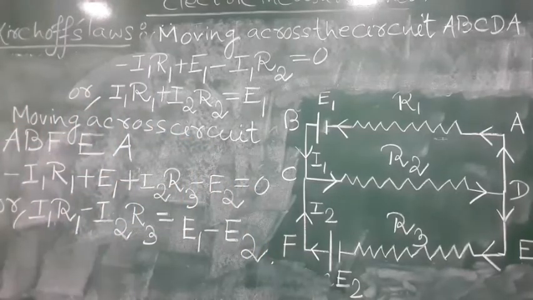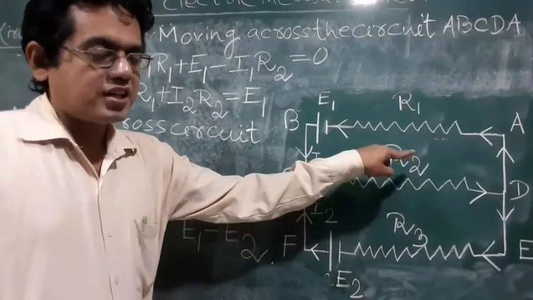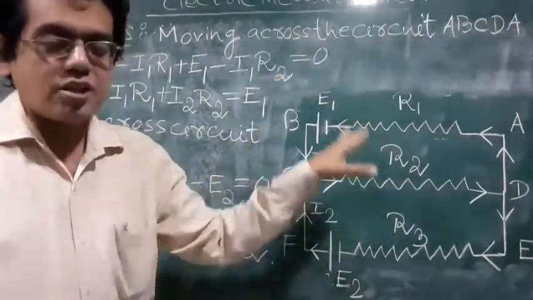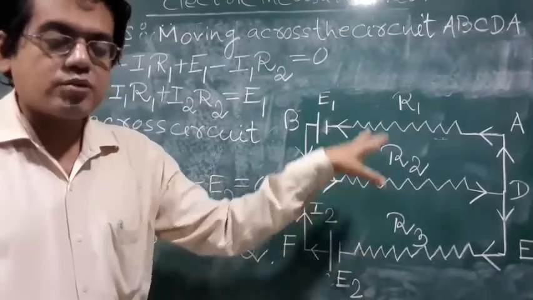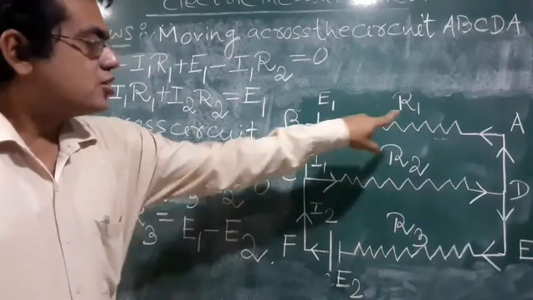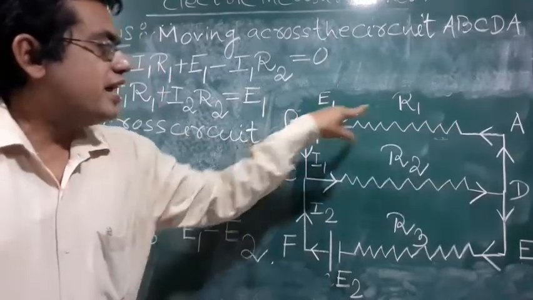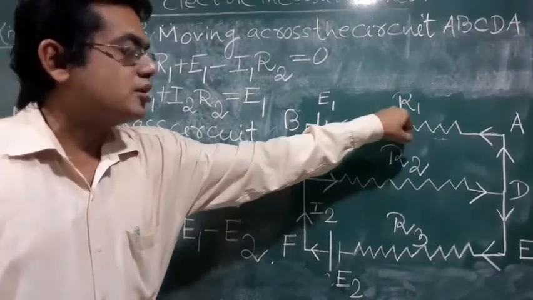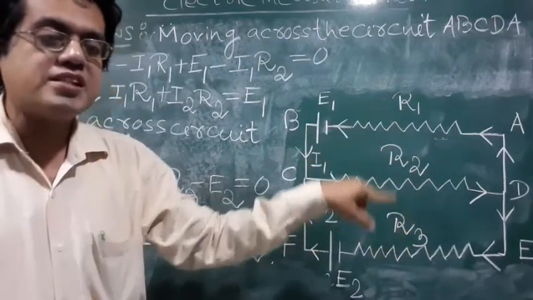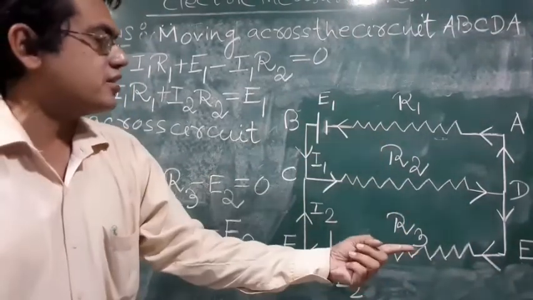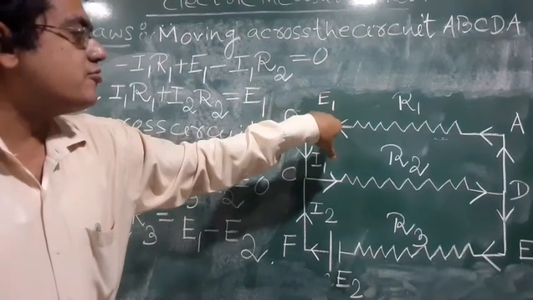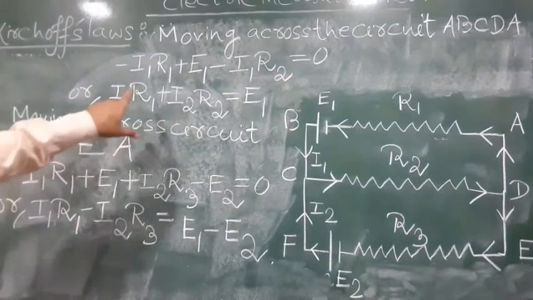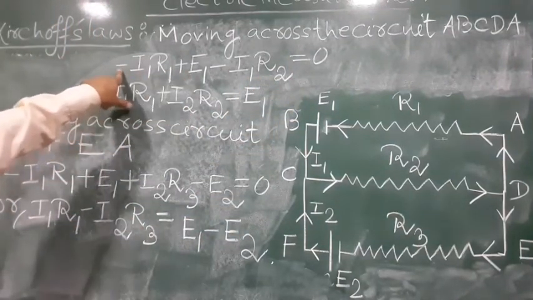So when you are moving in the direction of the current, I repeat once again, the product of the current and the resistance in that particular arm will be taken as negative. So when I was moving from A to B, I was moving in the direction of the current, so it will be minus I1 into R1. And about the EMF, when you are moving from the negative to the positive terminal, E1 will be positive. So E1 was positive and I1 R1 was negative.